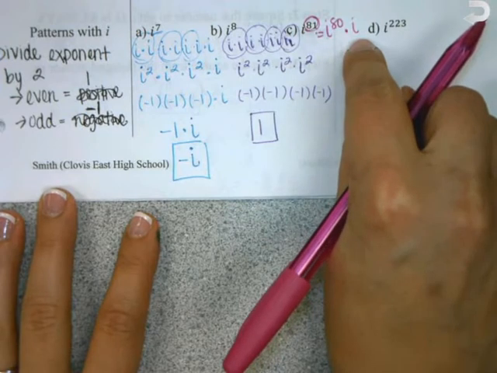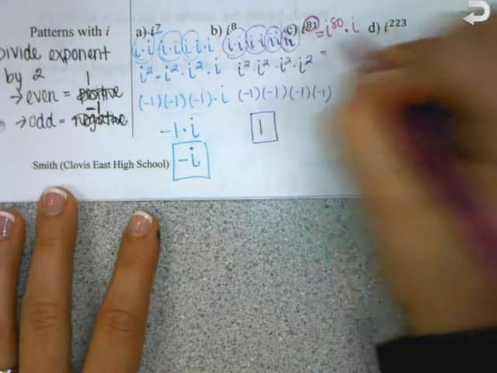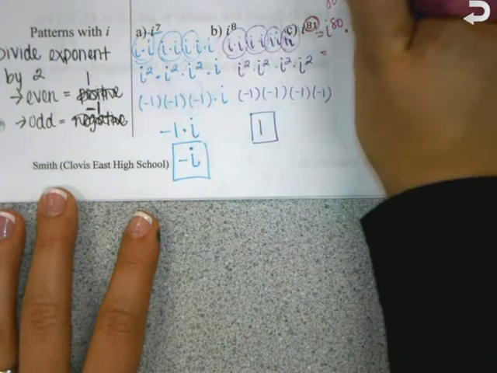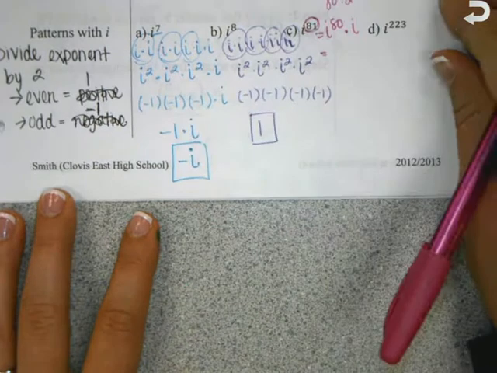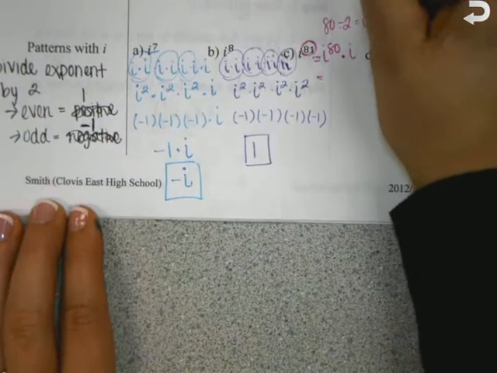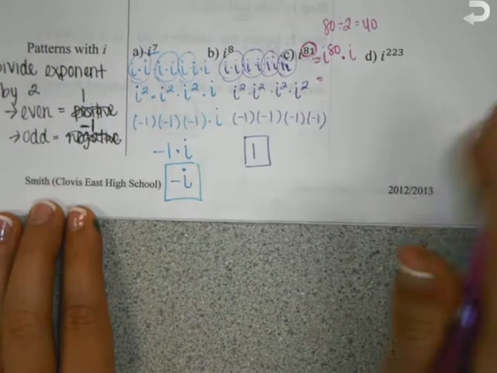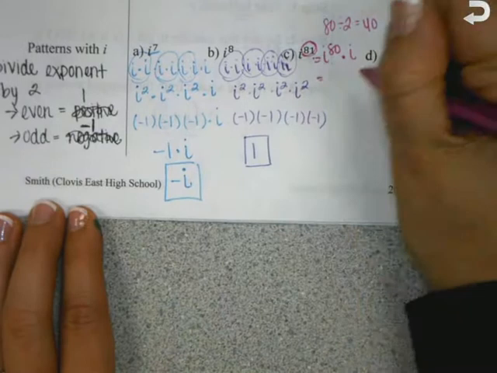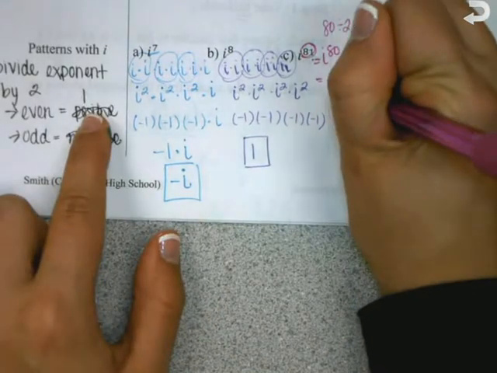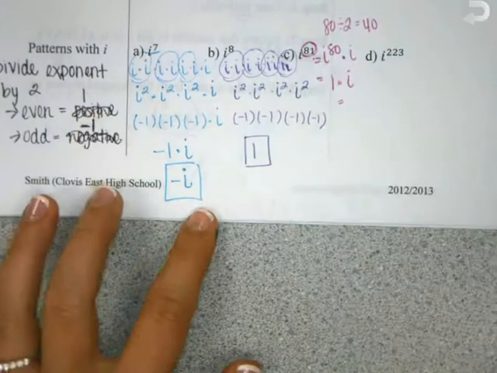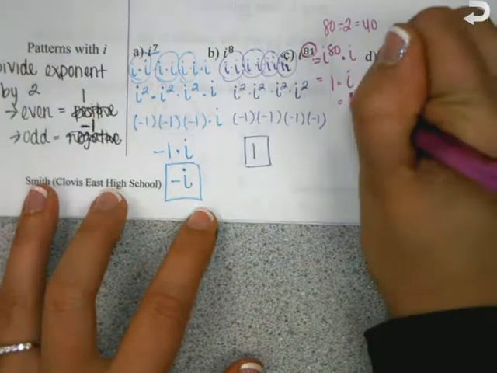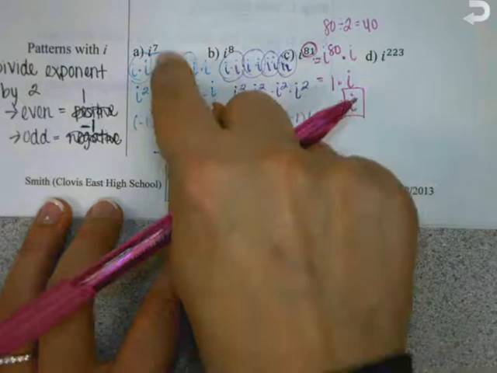So what would my answer be? Positive i. If we look back at number 7, that's i to the 6th times i. 6 divided by 2 gives me 3, which is an odd number. So that was -1 times that i, which gave me the negative i.